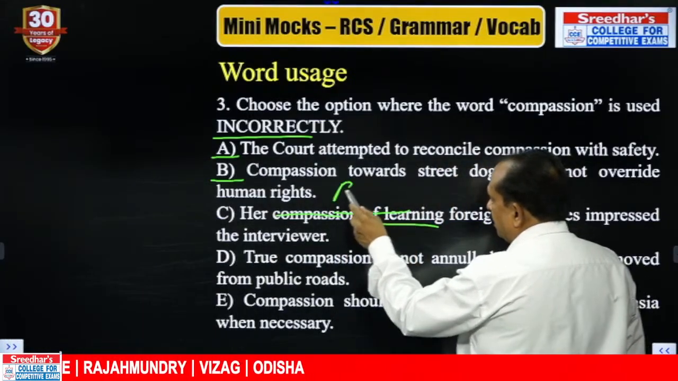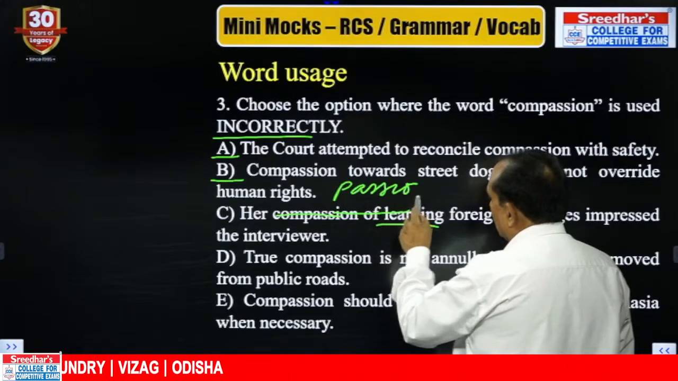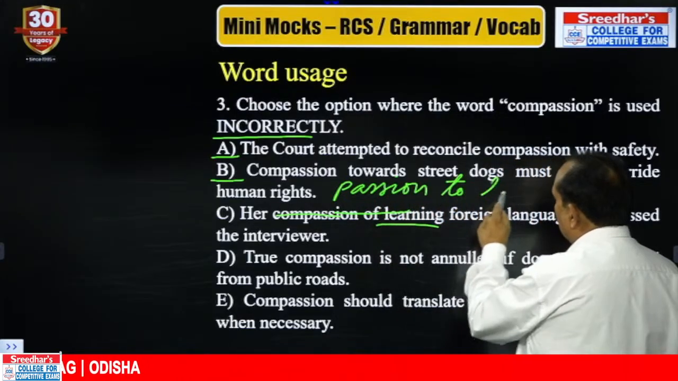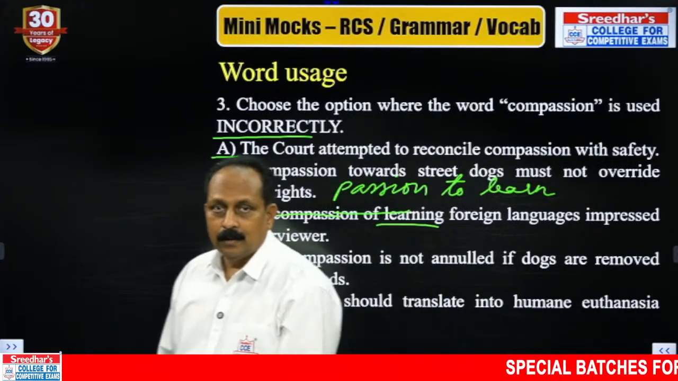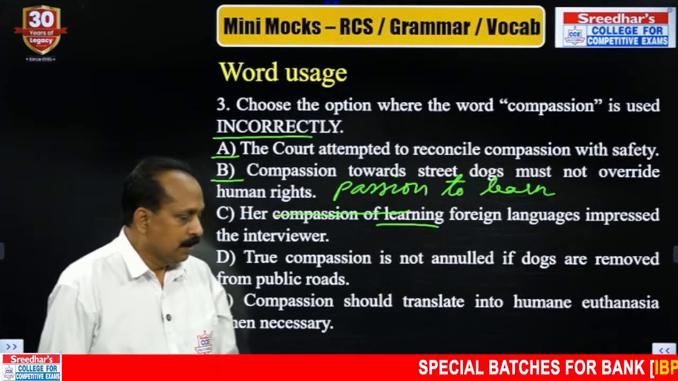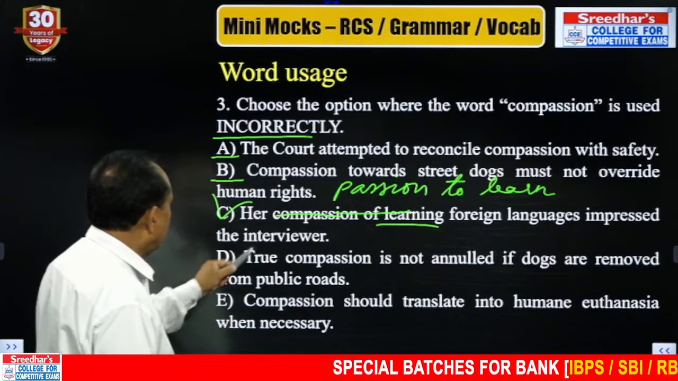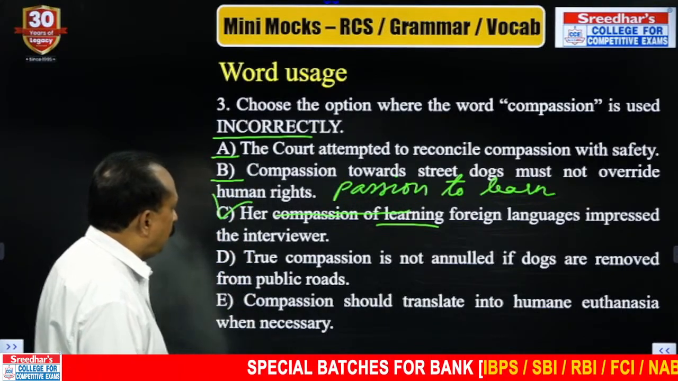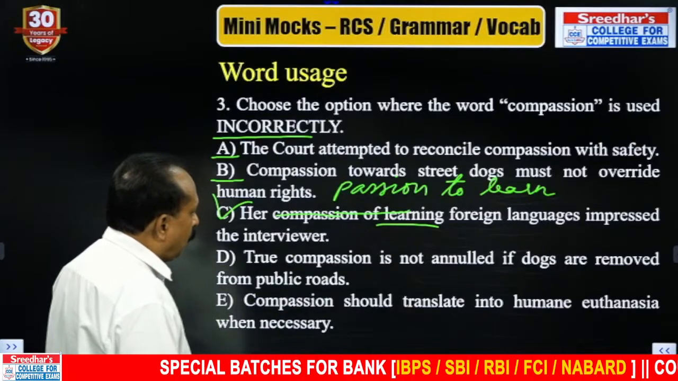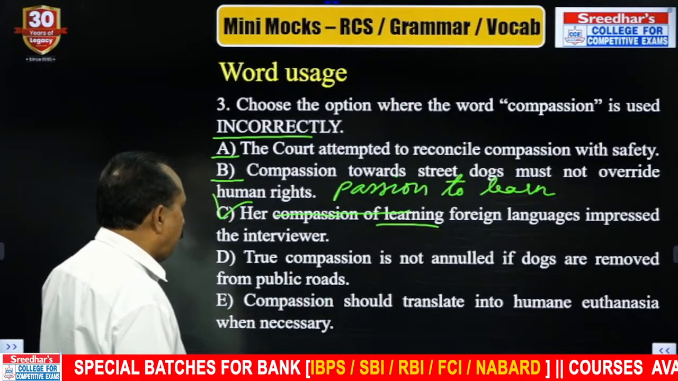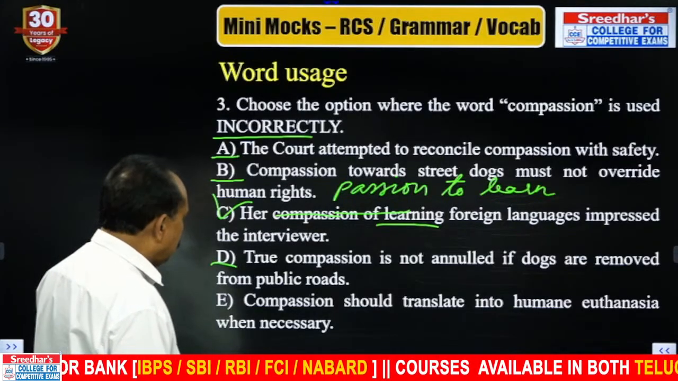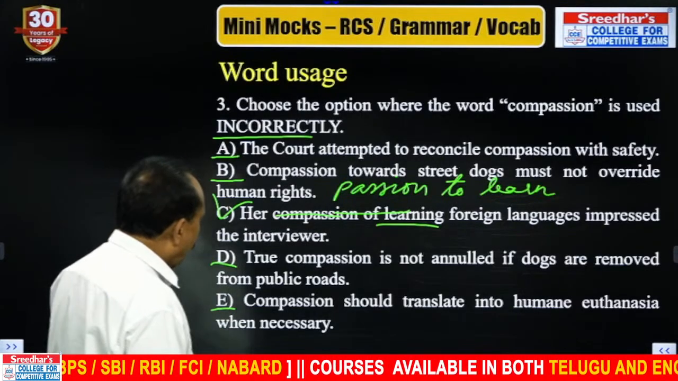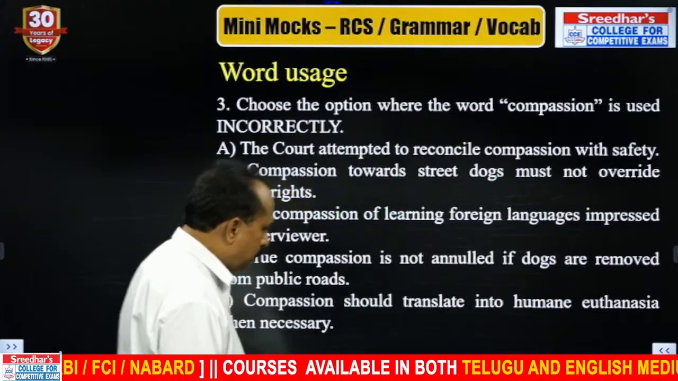Kindness. What is the right word here? Her passion. Her passion to learn. Passion is the right word, not compassion. This is the answer. Here it has been used incorrectly. True compassion is not annulled if dogs are removed from public roads, properly used. Compassion should translate into humane euthanasia when necessary. All other sentences are properly used.